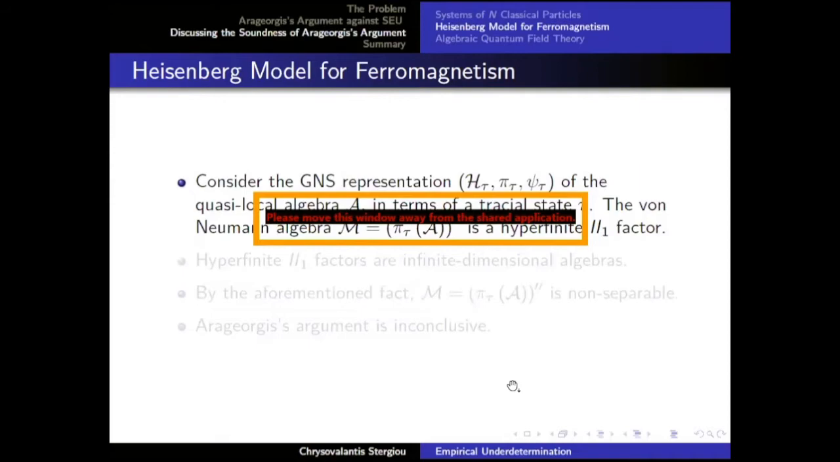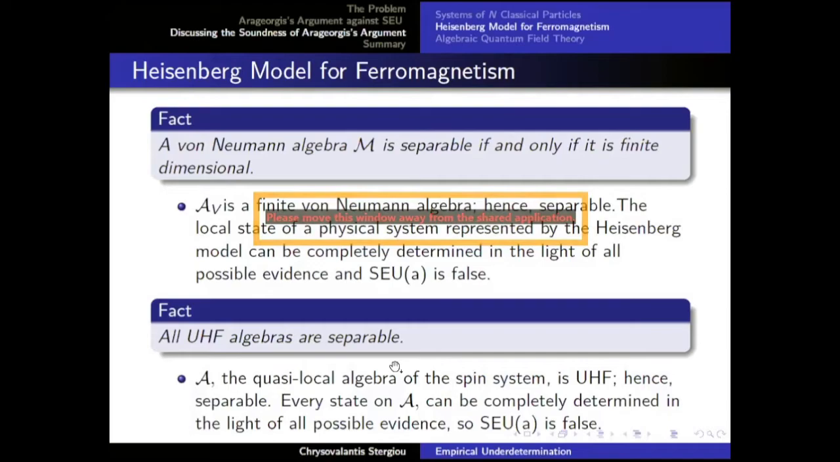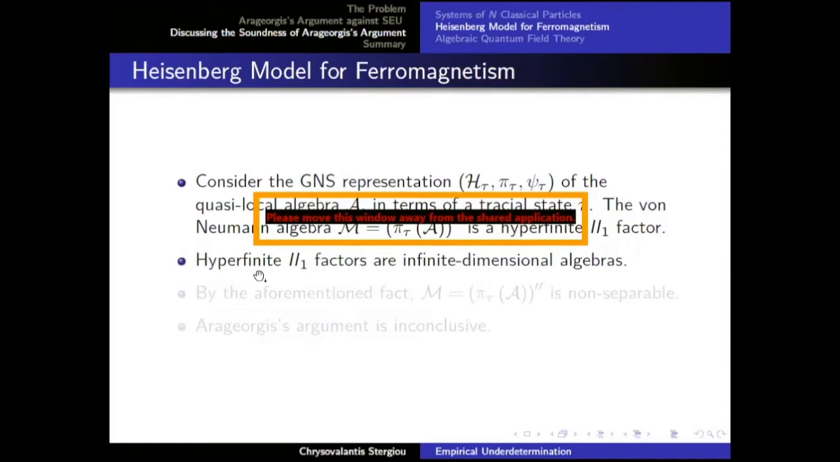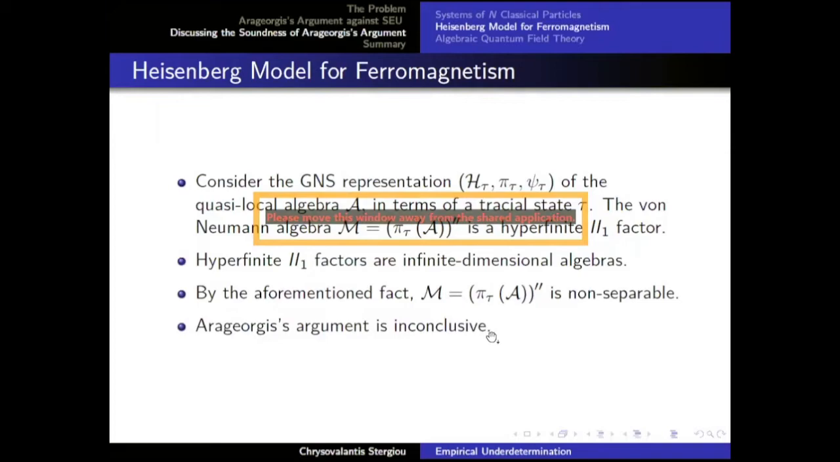Now, of course, if things remained here, things would be easy, let's say, for the argument. But if we take a GNS representation of the quasi-local algebra in terms of a tracial state, we get a hyperfinite type one factor. Hyperfinite one factors are infinite dimensional algebras, so this algebra is non-separable. And in this case, Arageorgis' argument is inconclusive. So as we move from the quasi-local algebra in the Heisenberg system to a specific representation of it in terms of a tracial state, we get non-separability.